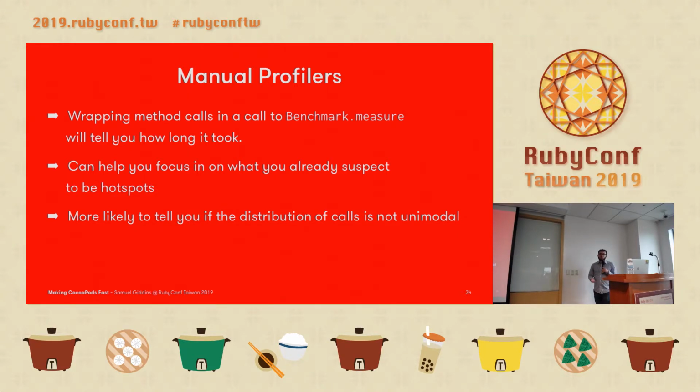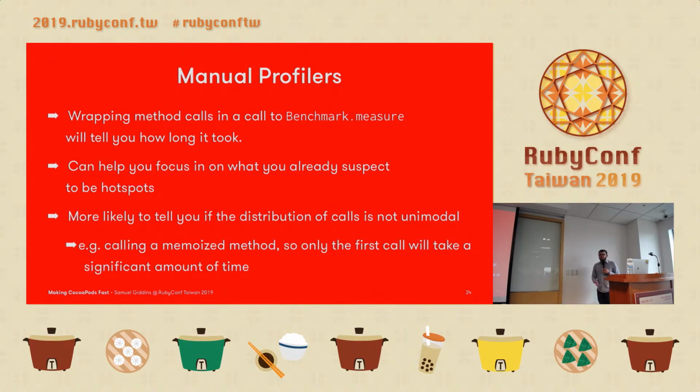It's also much more likely to tell you something about the distribution of how fast or slow different calls to a method are. Let's say you call a memoized method. So the first time you call it, it can take a really long time, but every time after, it's almost instantaneous. Well, at that point, you want to know that there's these two different access patterns. You don't just want to see an average or see the maximum or the minimum.